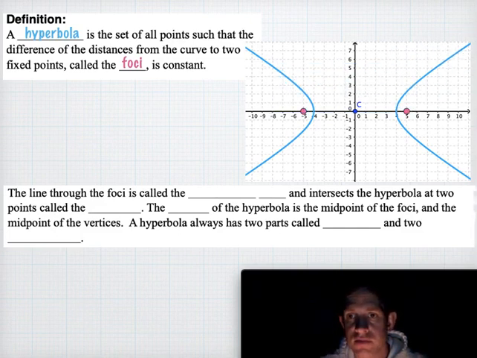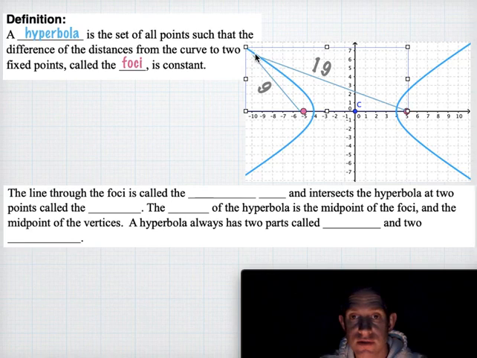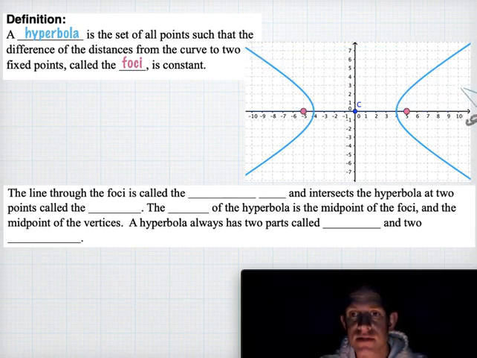Suppose we picked a different point, say one further out like this. Maybe that one is 19 units away from this focus. It would be 9 units away from this focus. That difference is always constant. It doesn't have to be 10, but it's going to be some number. In fact, it's going to be the distance between these two focus points. Anyway, lots of other vocabulary I want to tell you about a little bit.